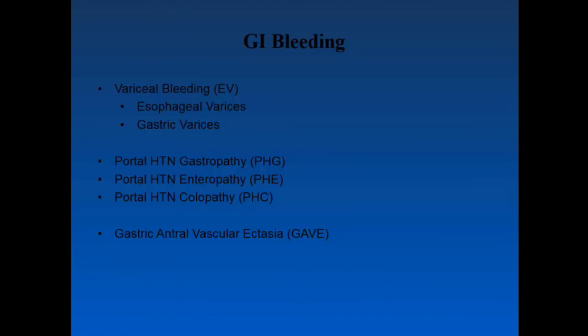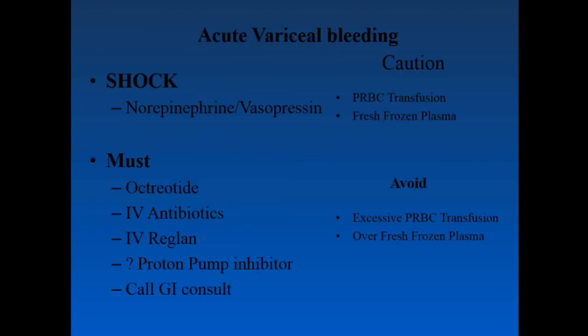So we all know about this one: esophageal varices, gastric varices, and the other things, very rarely portal hypertensive gastropathy, very, very rarely enteropathy and colopathy. These two I've never seen, but I've read about them in the textbooks. And gastric vascular ectasia, which is not completely a portal hypertension manifestation, but it happens in the setting of liver disease.